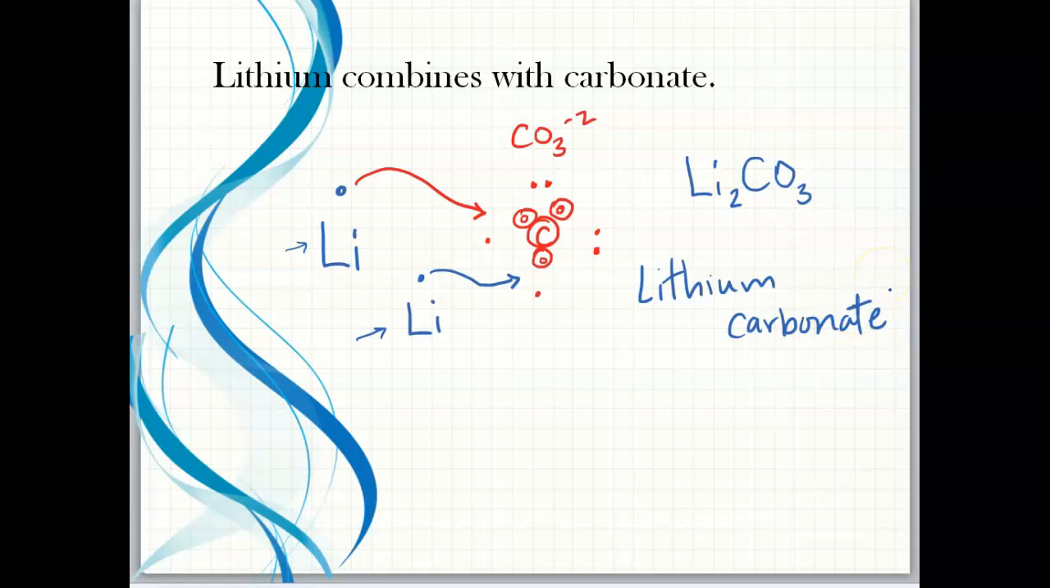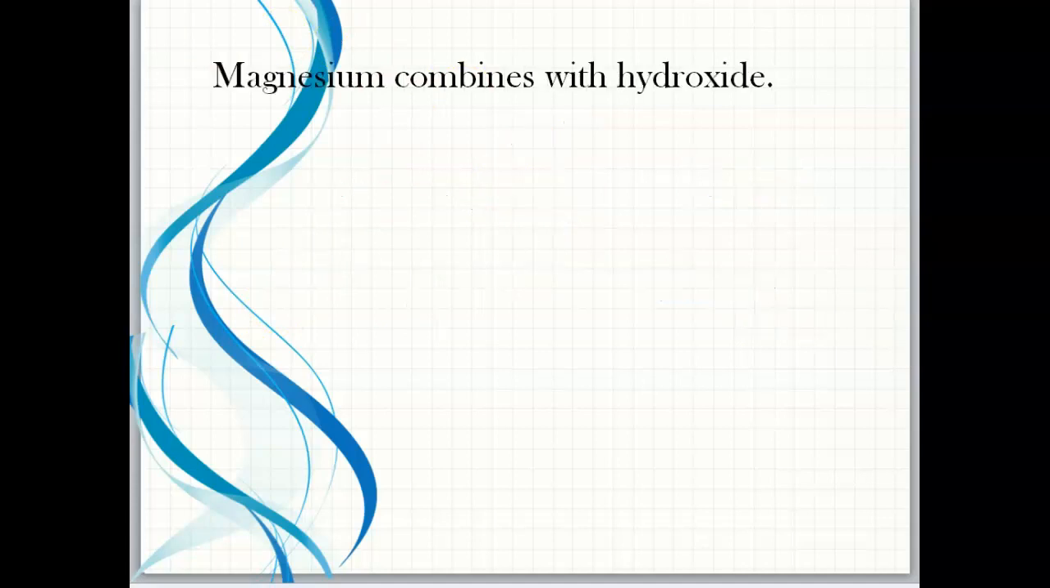So we're seeing many of the same strategies that we've been using all along, but we're now just using polyatomic ions. So let's try one more. We have magnesium. Magnesium is number 12 on the periodic table.